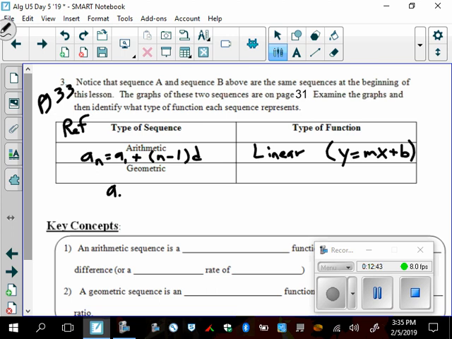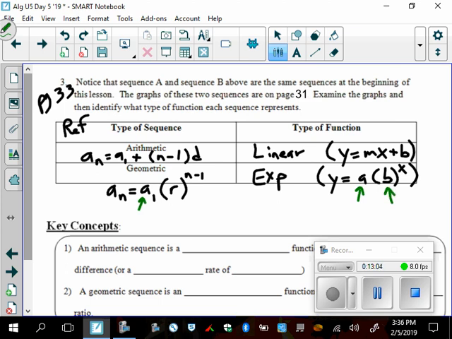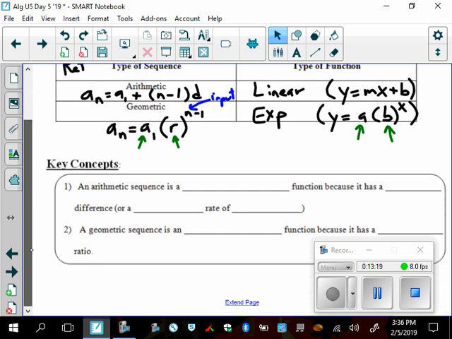And then geometric, this is what it looks like on your reference sheet, and this follows an exponential pattern. It looks very similar. A here was my initial value, A1 is my first value, b was called the base, or we sometimes called it the common ratio, and that's what r stands for. And again, n is my input value, rather than having it be an x.